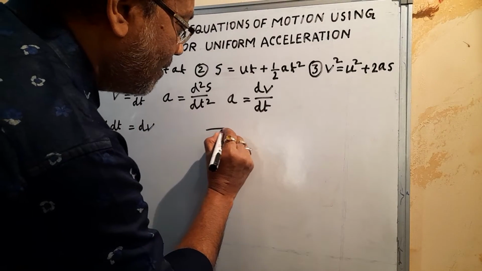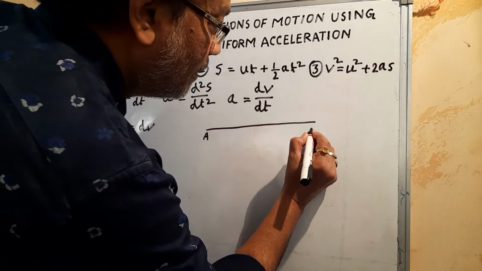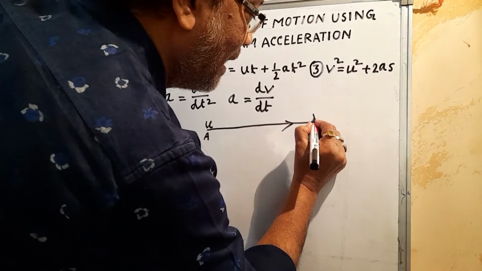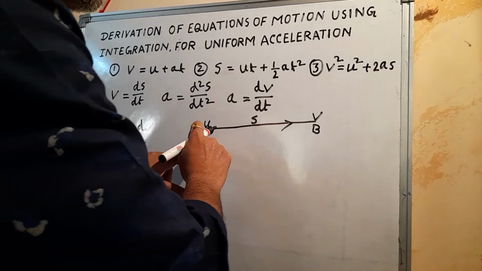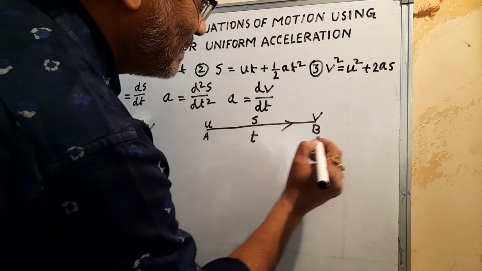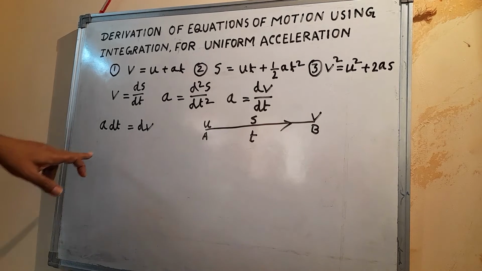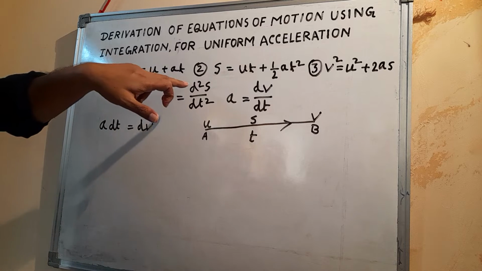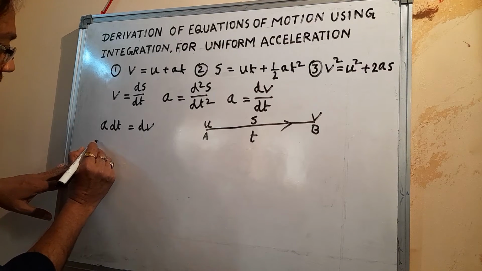Suppose a particle is moving from position A to B, where u is the initial velocity, v is the final velocity, s is the displacement from A to B, t is the time required, and a is the acceleration. From this we will derive the formula v equal to u plus at.